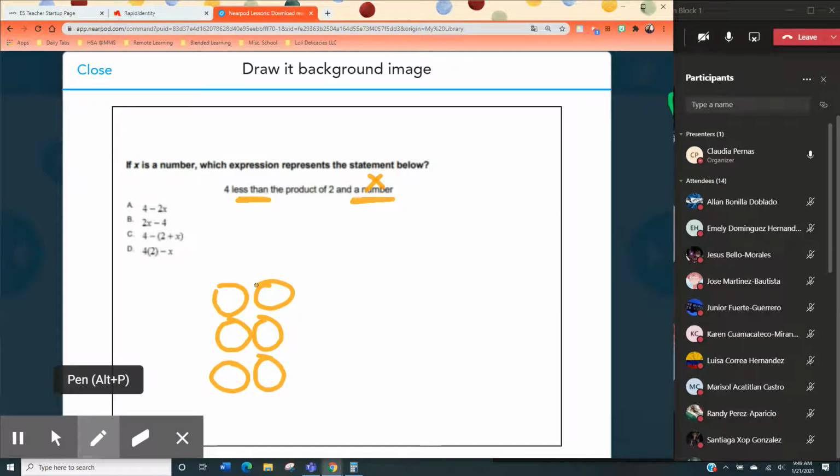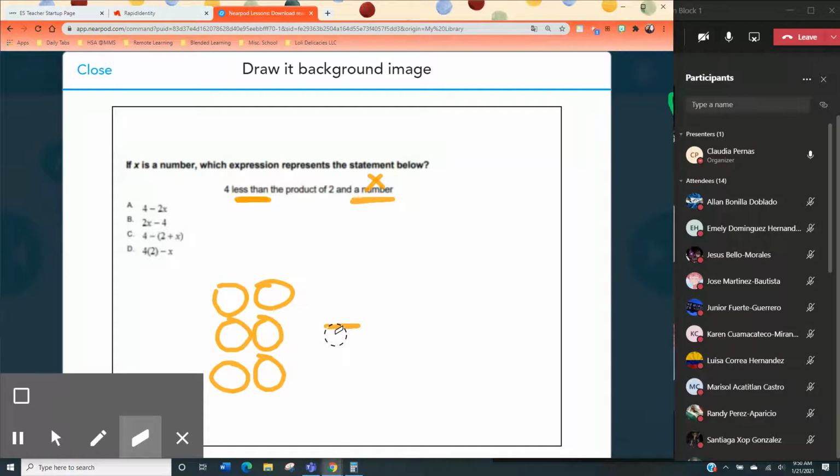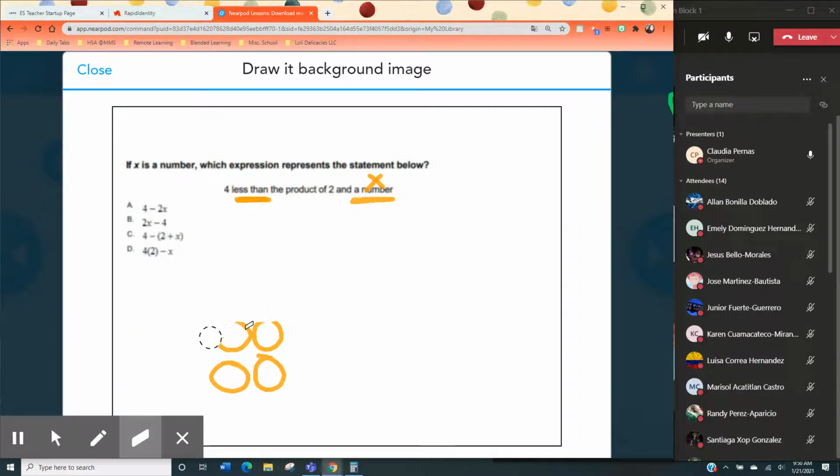If I were to say 4 less than 6, do I want to do 4 minus 6? Or do I want to do 6 minus 4? When you're saying the words less than, that means subtracting after. I shouldn't be seeing people putting 4 minus.